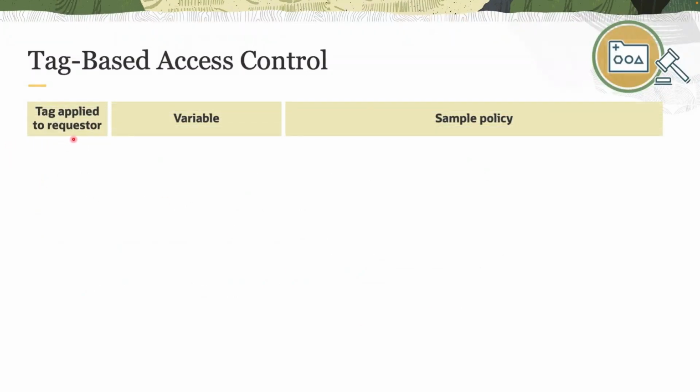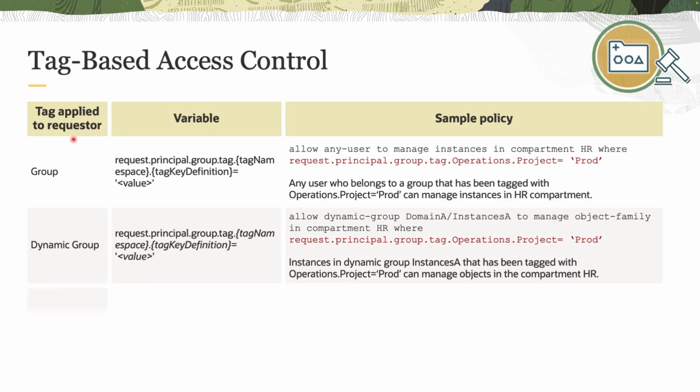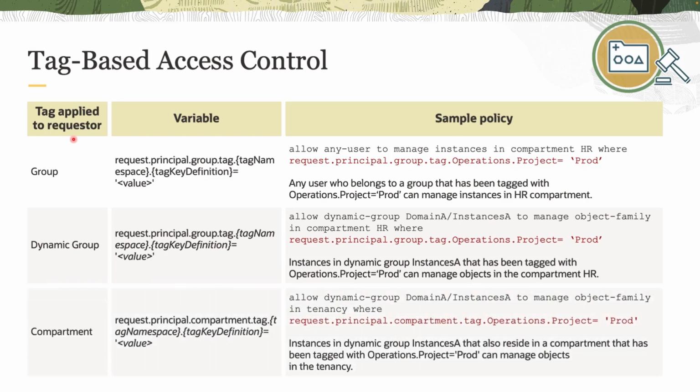So let's say we are applying a tag on the requester, meaning whoever is making the request. In this case, the requester can be a group or the users within that group. It can be a dynamic group, or it can be a compartment and the resources within that compartment. So the variable that we will be using for the group requester will be request.principal.group.tag, and provide a tag namespace here and provide a value for a particular tag key definition. And on the right hand side, you can see a couple of examples.